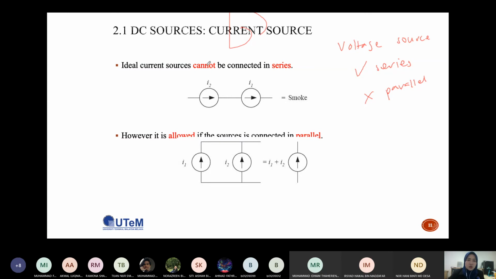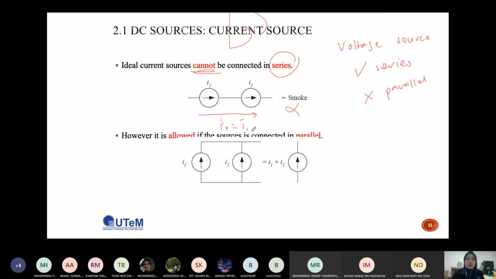Current sources, you cannot connect in series. If you look here, the current source is connected in series like this. You have I2 and also I1. Basically, the current in a series circuit is the same, so it should be I2 equals I1. It cannot be different currents I2 and I1 flowing in the same series circuit. That's why for current sources, series connection cannot be used.